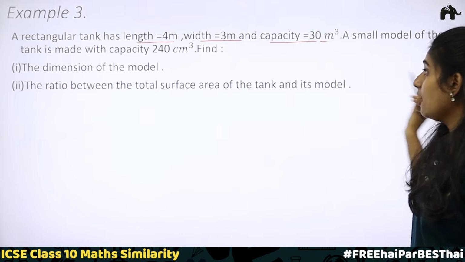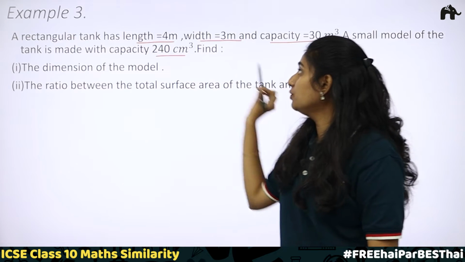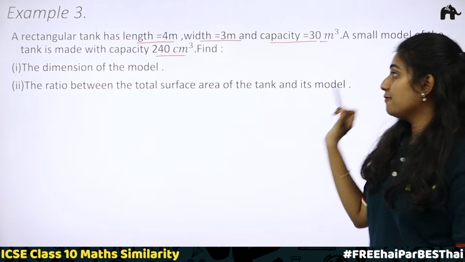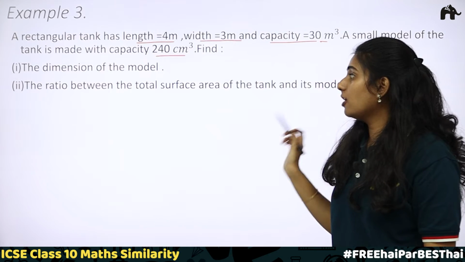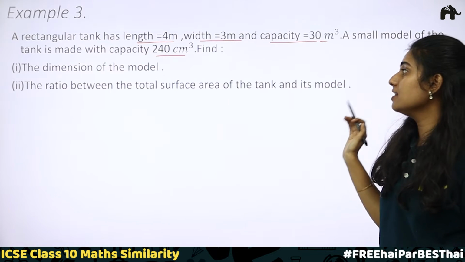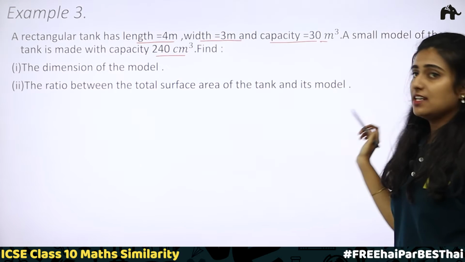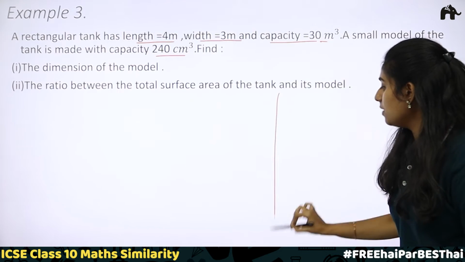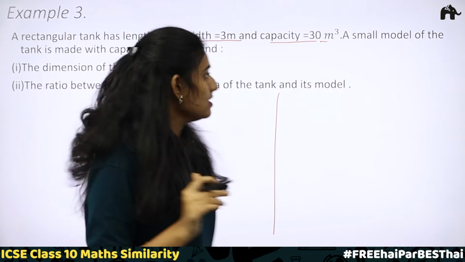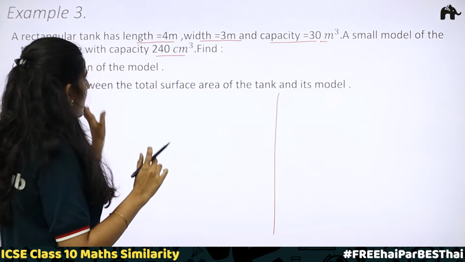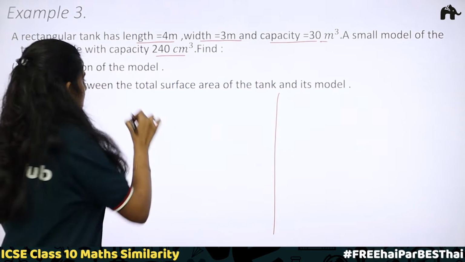A small model of the tank is made with capacity 240 centimeter cube. Find, first, the dimension of the model, and second, the ratio between the total surface area of the tank and its model. Now, what are the given quantities? Here, in the rectangular tank, the length of the tank is given.